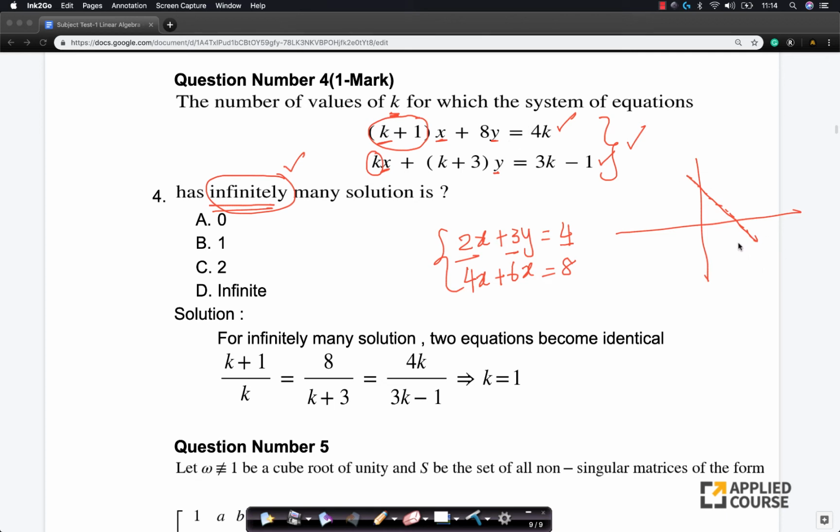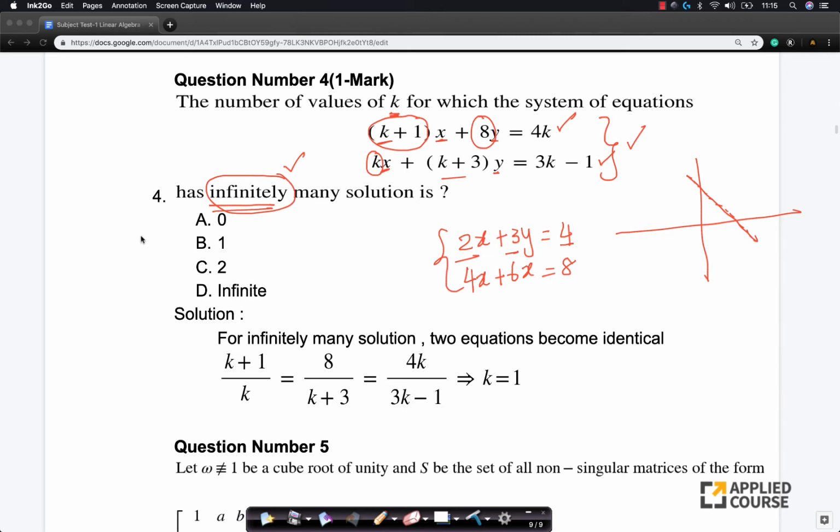So here also, for these to have infinitely many solutions, these two lines should be fully overlapping, as we have discussed in the geometric interpretation of system of equations, right? For both these lines to be overlapping, this ratio k minus 1 by k should be the same as 8 by k by 3, which should be the same as 4k by 3k minus 1, right?